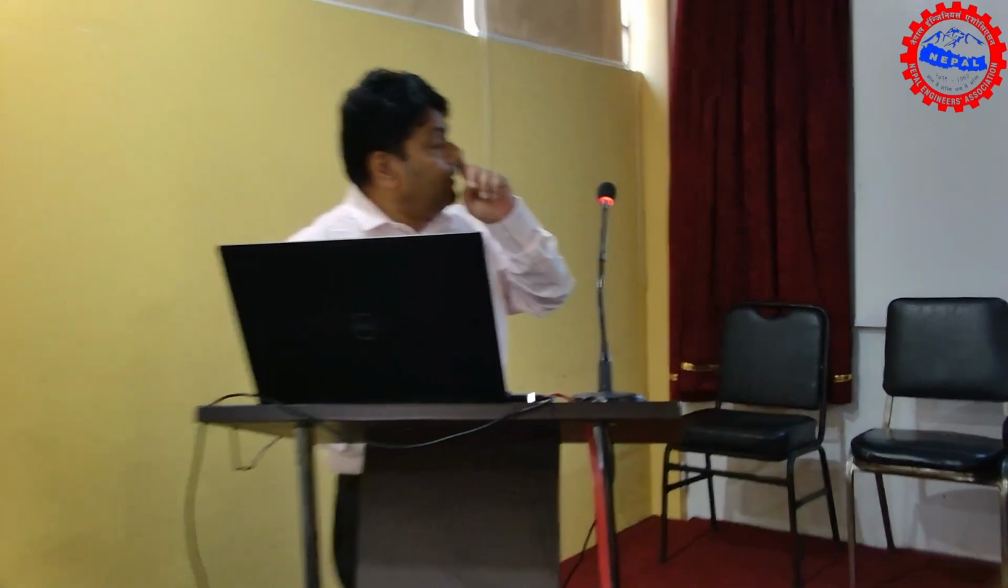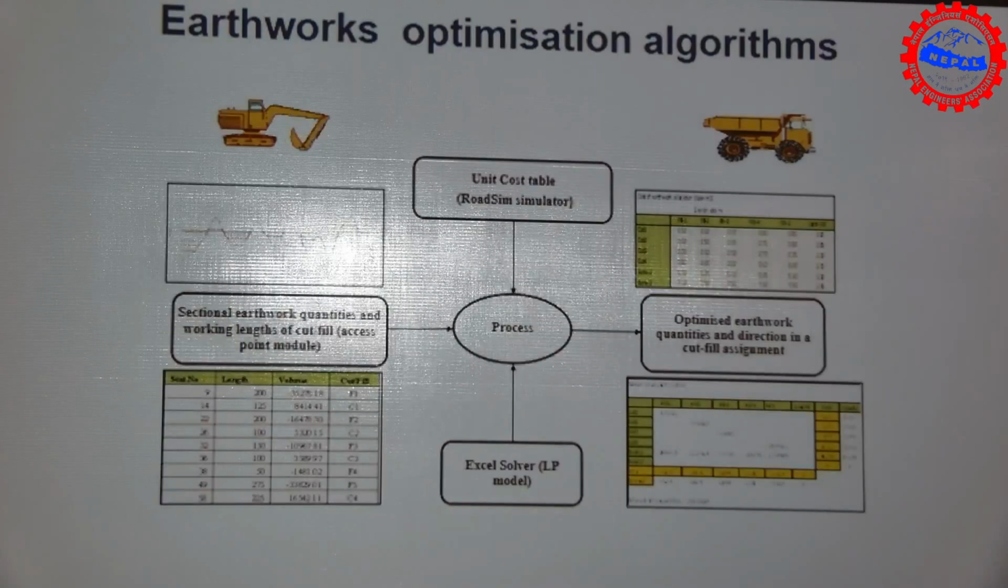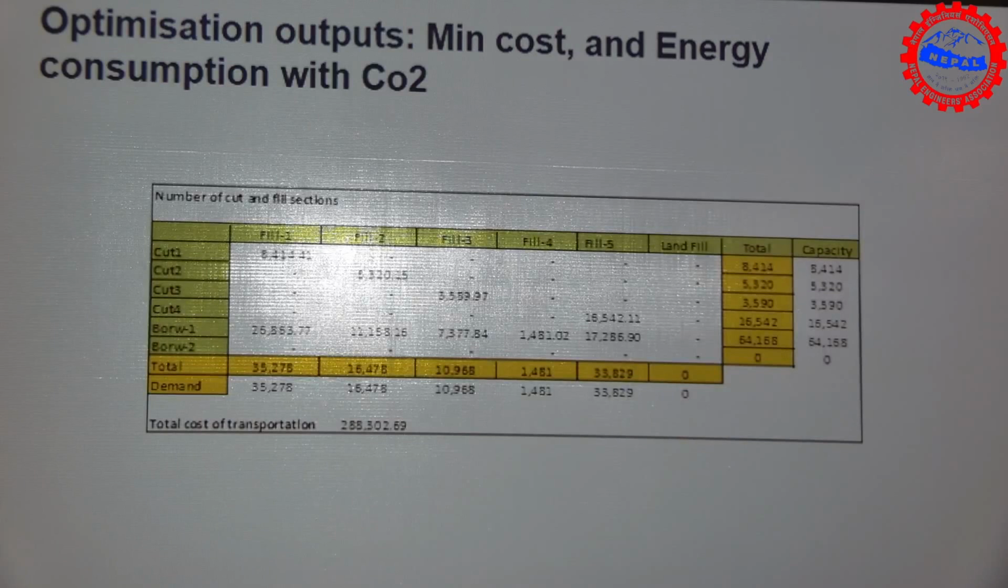Next, I'm going to quickly talk about one example: the planning for a road project. It is from my PhD research. It is one of the tools, developed for earthwork planning. You can see the road section here. There are a lot of resources; it is a machinery-intensive project. Everything on the road is done by machinery. So how are you going to optimize this? There are a lot of issues where you can optimize. This optimization is about minimum cost, energy consumption, and CO2 emission.